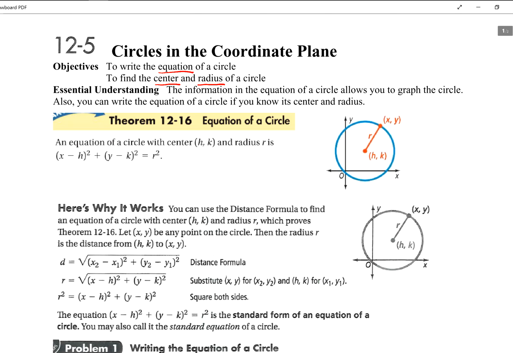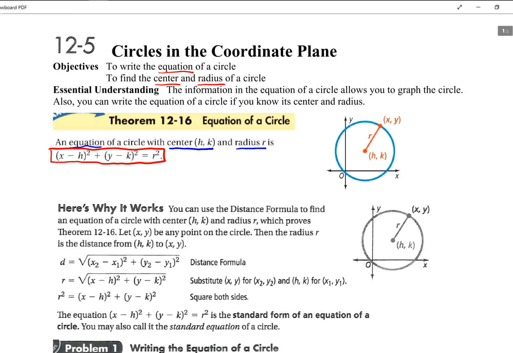So we start off with our theorem here. Our theorem is the equation of a circle, and we are told that the equation of a circle with center at point (h, k) and radius r is this formula right here: (x minus h) quantity squared plus (y minus k) quantity squared equals r squared.